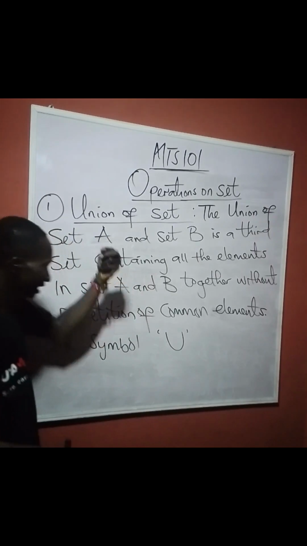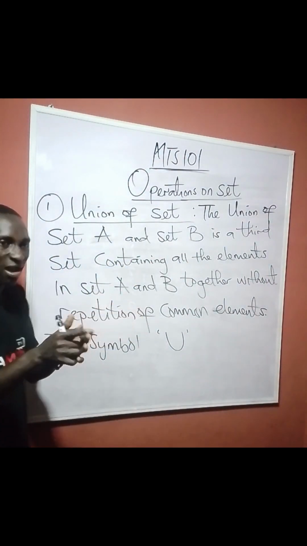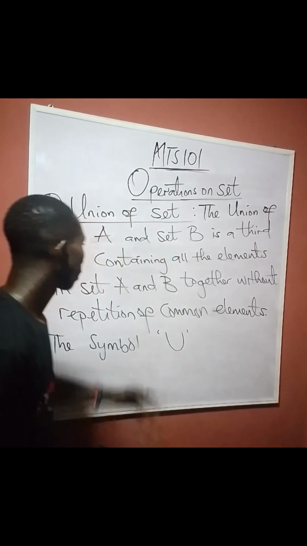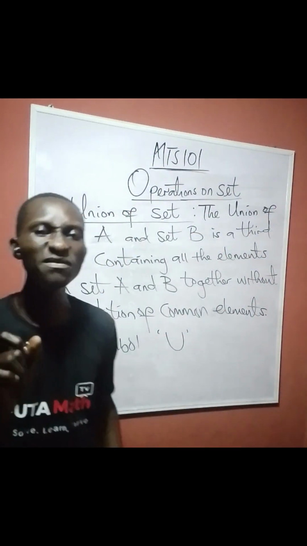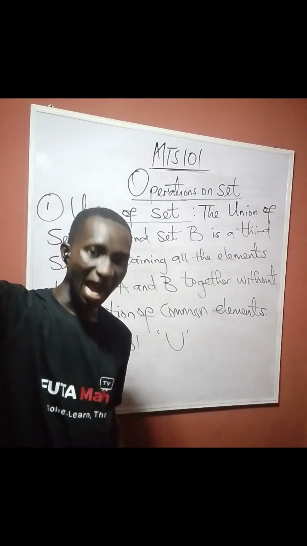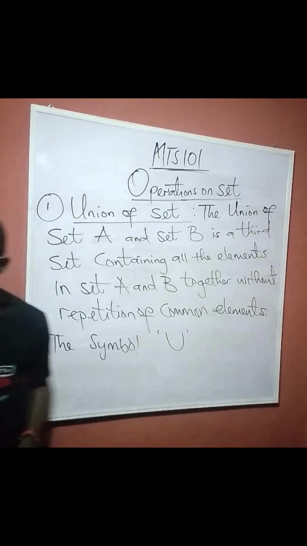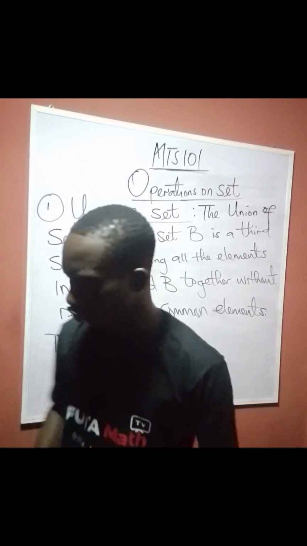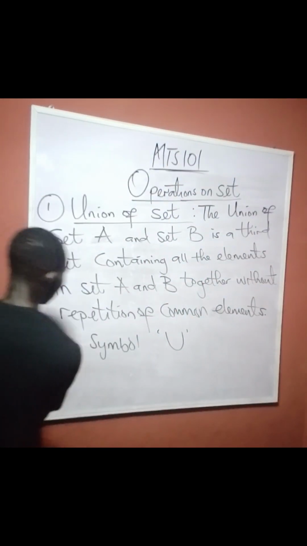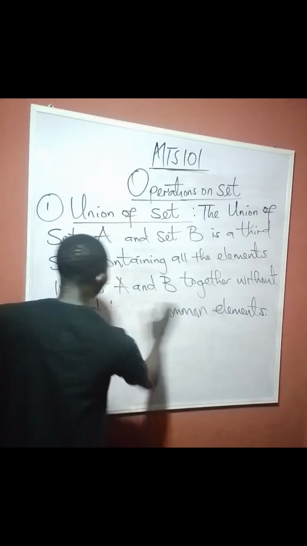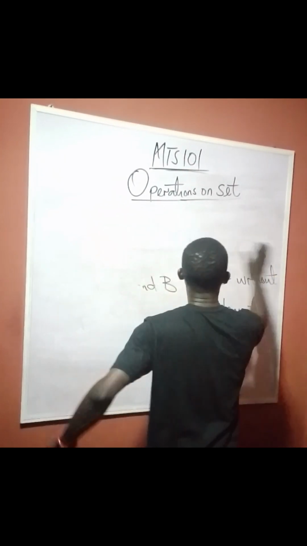The union of set A and set B is a third set containing all the elements in set A and set B together. We are going to bring the elements together. But note, without repetitions of common elements. That means that if an element belongs to A and also belongs to B, you will not write it more than once. Now, let's pick an example. Examples of what? Union of sets. And don't forget, it's denoted by a U symbol. Okay. Now, example.